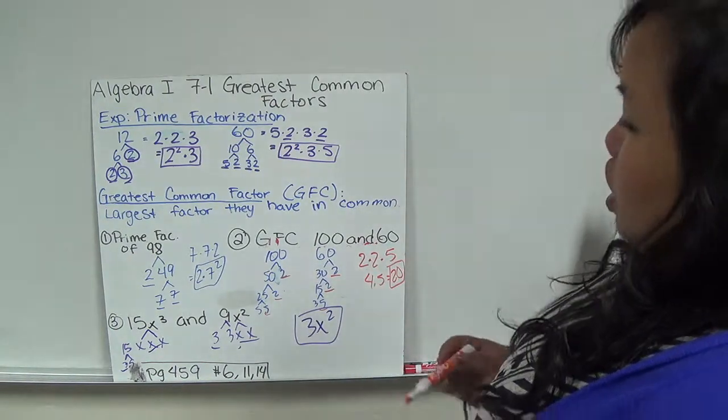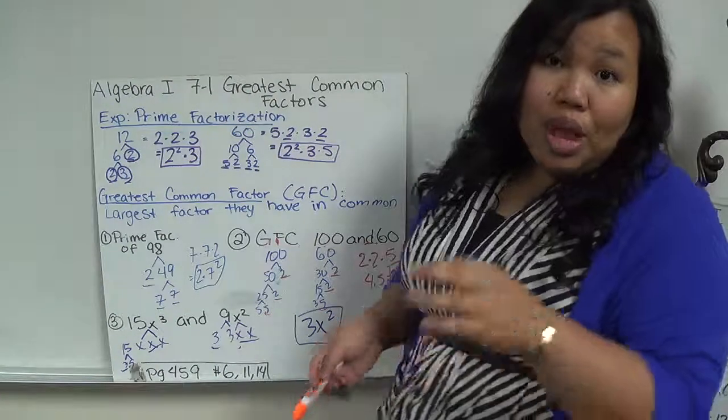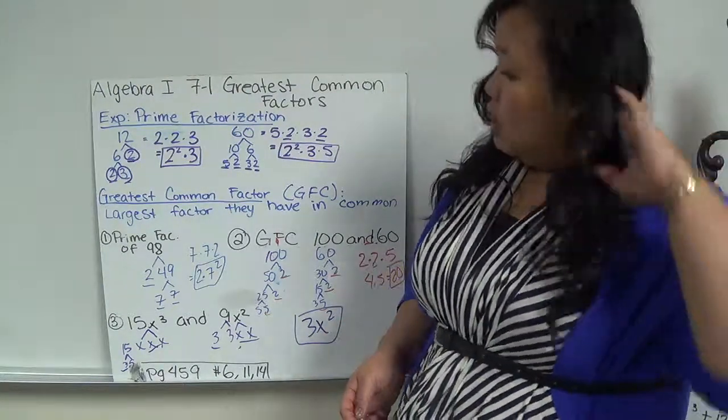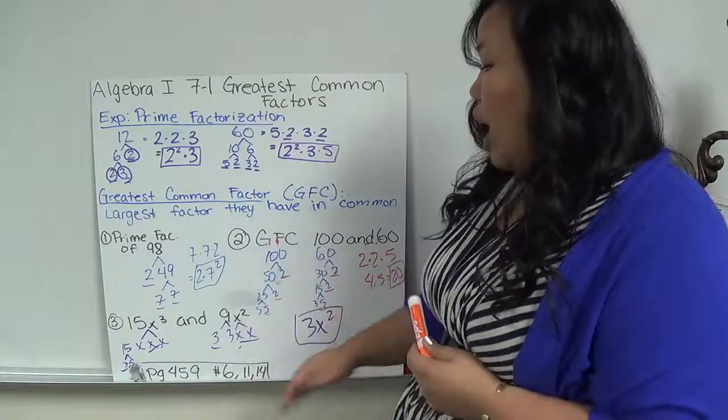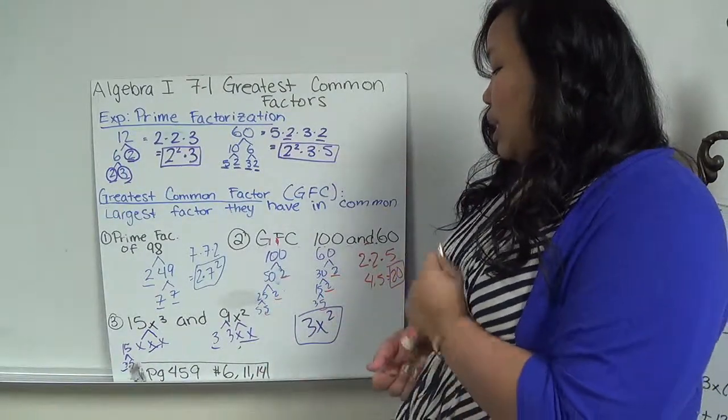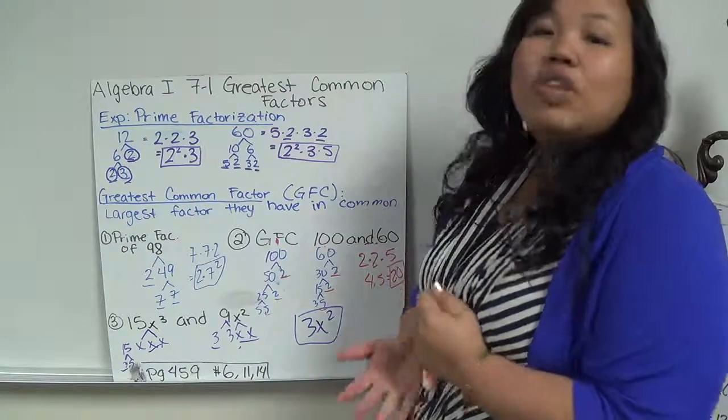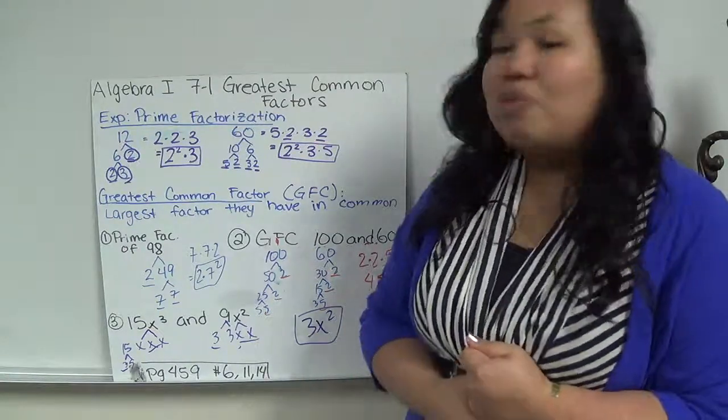So you can try the other way that I did, that's fine. I mean, it's not like I would have marked it wrong, but I think this one had a little bit more organization to it. So try it. Page 459, numbers 6, 11, and 14. 459, numbers 6, 11, 14, and I will see you in class.